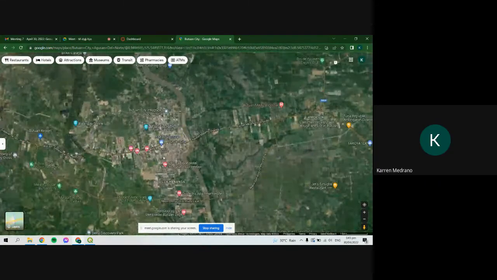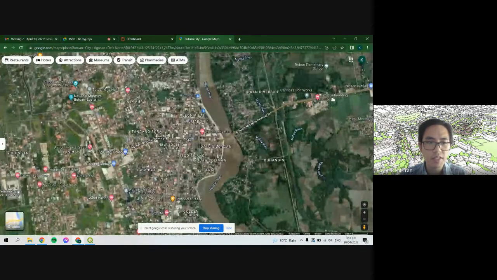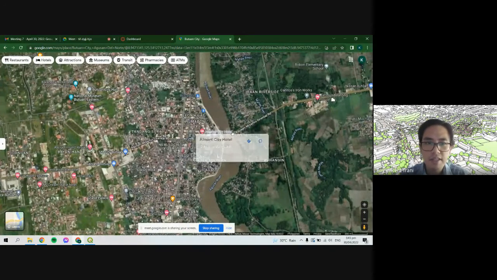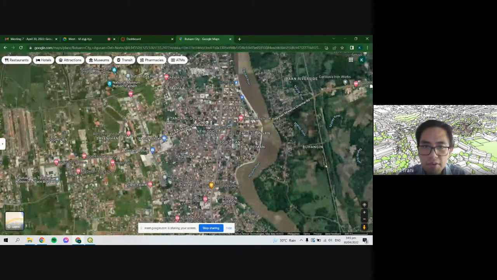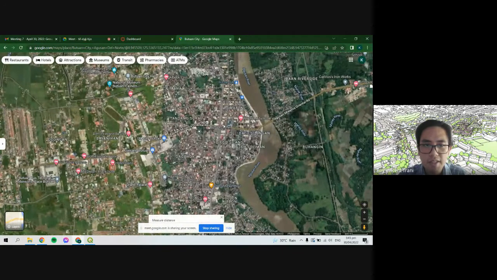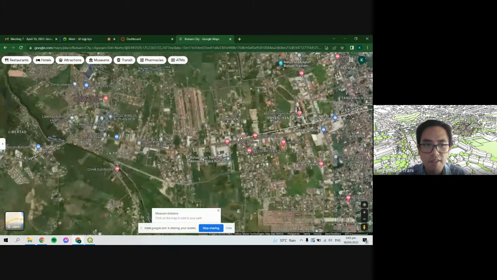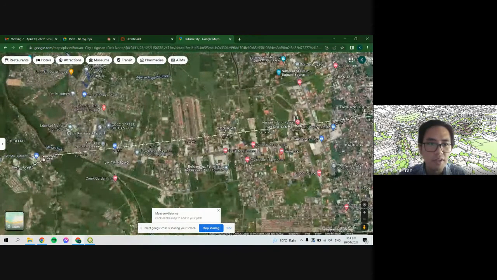How far is the original city? For example, how far is the Butuan city center to the new one on the east? How do you measure this? Right click, measure distance. Let's say the center of the old center, and then you measure how far it is to one of the new centers along Libertad. Just try to follow the road.